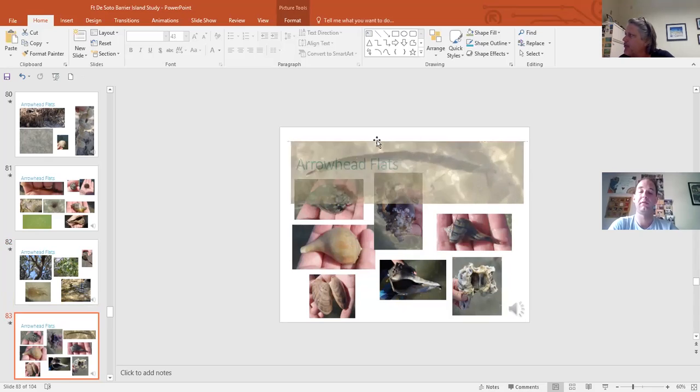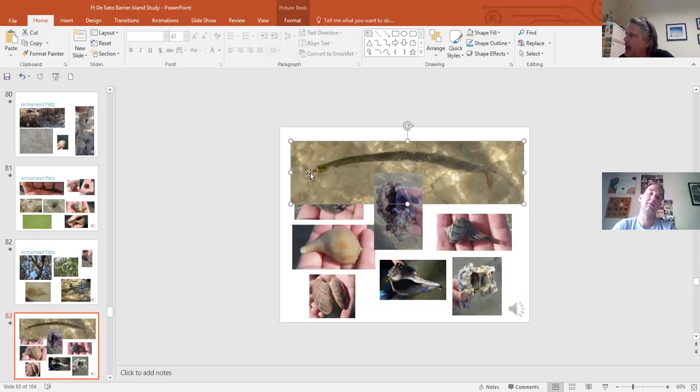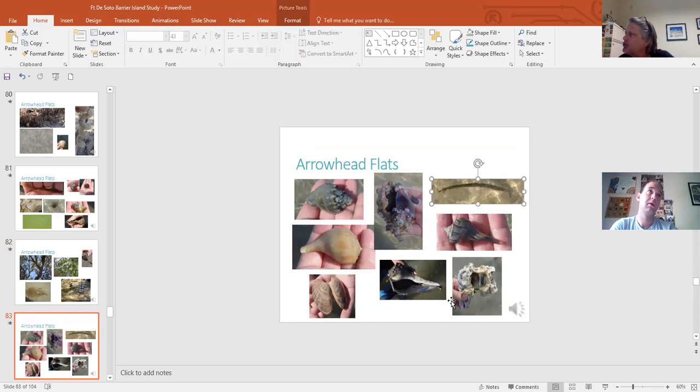Here's a red mangrove propagule. Okay, it's a baby red mangrove tree. They go right on the trees and they fall off. They have a root end, a leaf end, and a stem. So they fall off as a complete small tree.